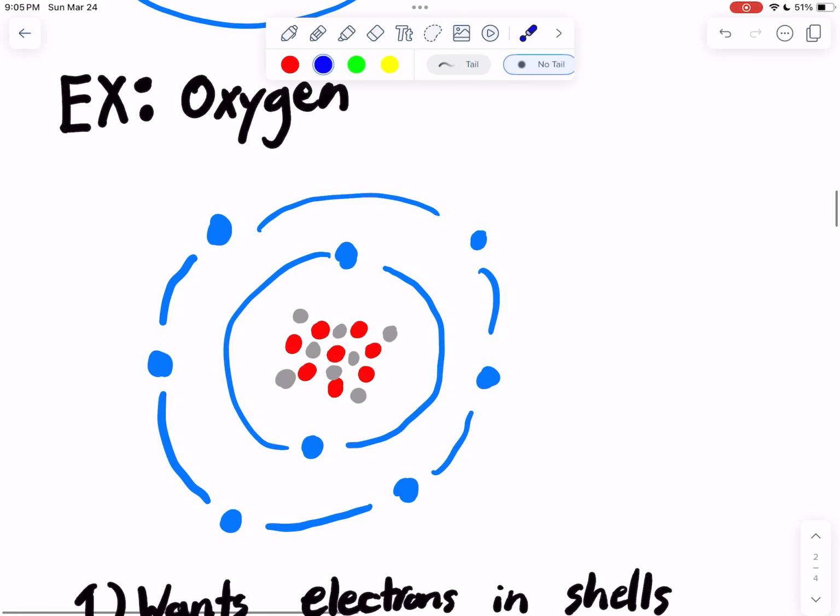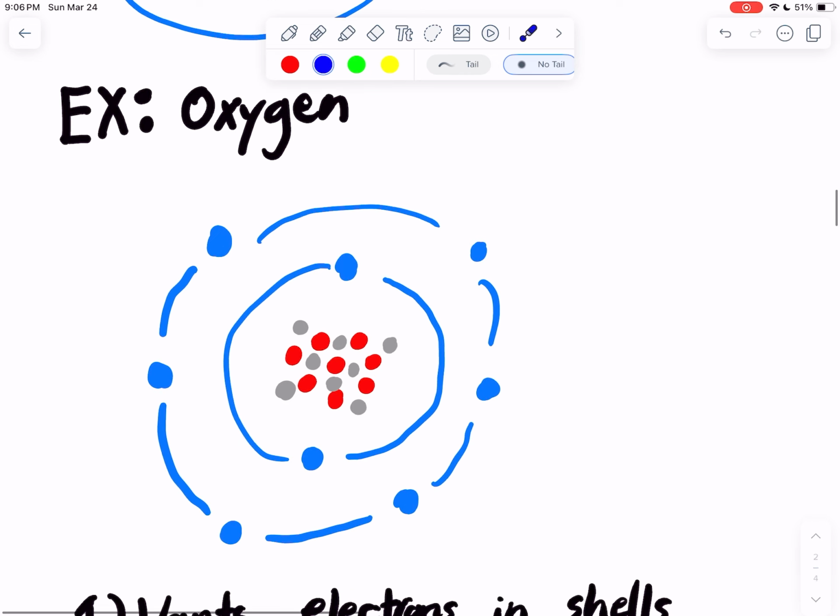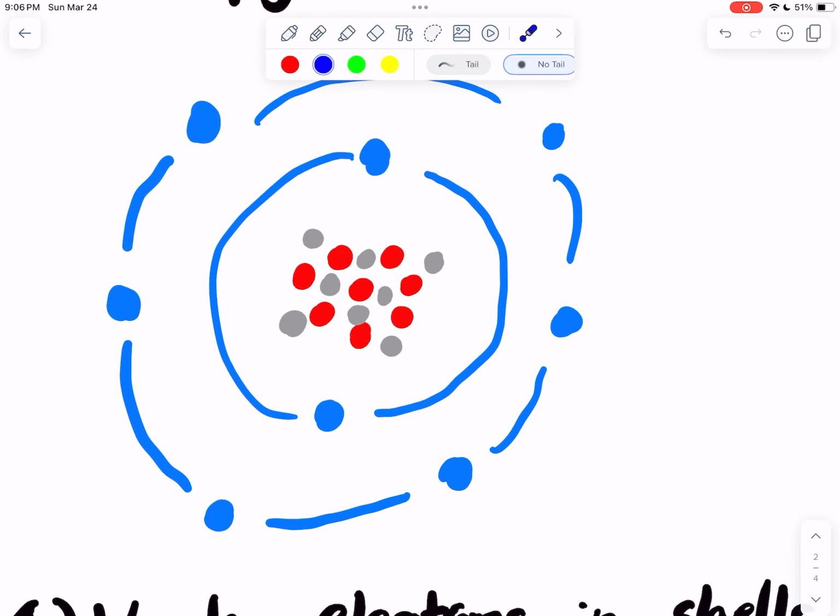Here is a slightly more complex, although far from the most complex, atom. Oxygen, which has 8 protons in the center and usually 8 neutrons in the center. And it has 8 electrons. In general, although not always by any means, the number of protons, neutrons, and electrons are the same, theoretically.